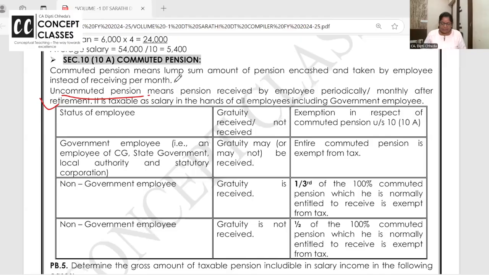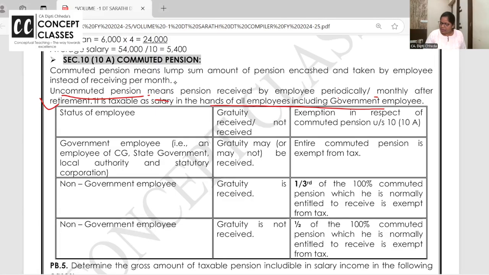You give me lump sum instead of 5,000, 1,000, 4,000 per month. My daughter's wedding is there, health issues there. When you convert your monthly pension, which you are going to receive for 5 years, into lump sum, and you are asking the company to pay lump sum, that is called commuted pension. Commuted pension. Is this clear to all of you? Look, uncommuted pension is the monthly pension.